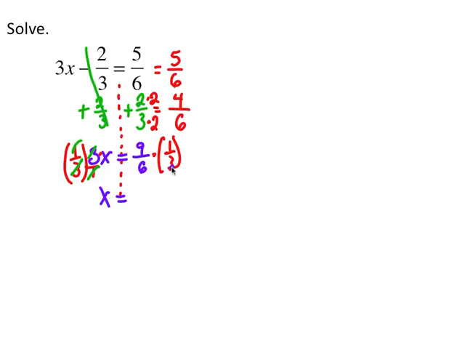Over here we can do a little cross canceling also. 3 goes into 3 once. 9 divided by 3 is 3. So now I have 3 times 1 is 3. 6 times 1 is 6. That will reduce if we divide by 3 on the top and bottom. So we get x equals 1/2.